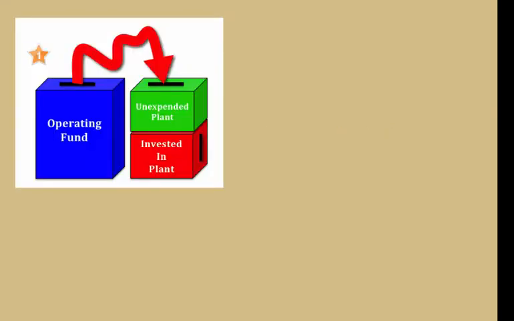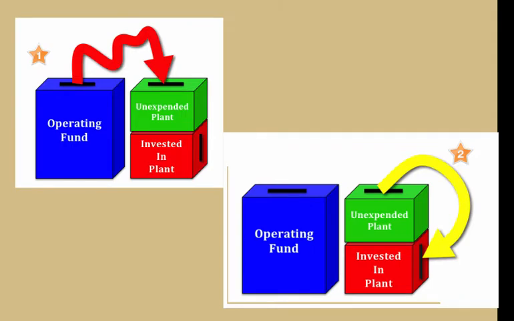So we have a resource movement that looks like this. When we're getting ready to buy fixed assets, we're going to move the resources out of the operating fund into the unexpended portion of the plant fund. There they will be grouped with other liquid assets that are available for the purchase of fixed assets. At the time the asset is actually purchased, we can then move those resources out of the unexpended portion of the plant fund and over into the invested in portion of the plant fund, signifying that those particular resources are now tied up in assets and therefore are no longer available for the purchase of future assets.